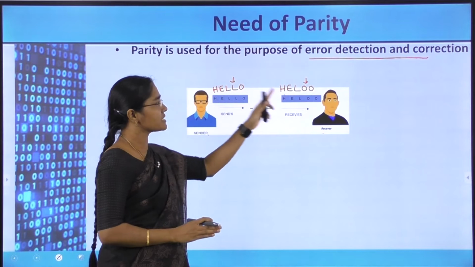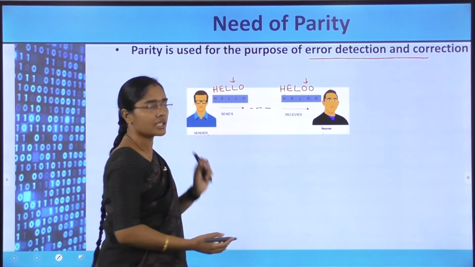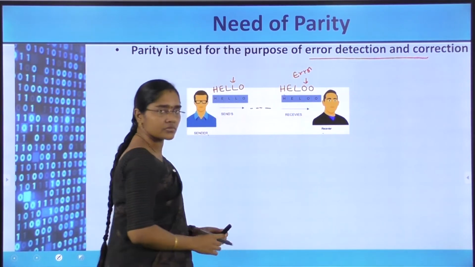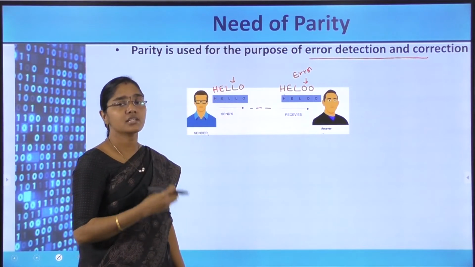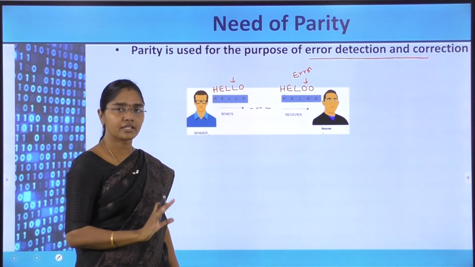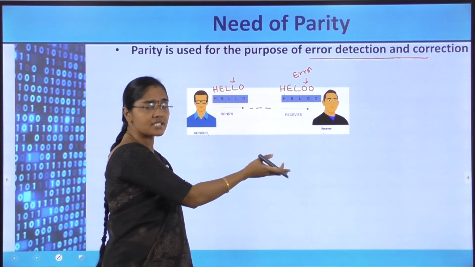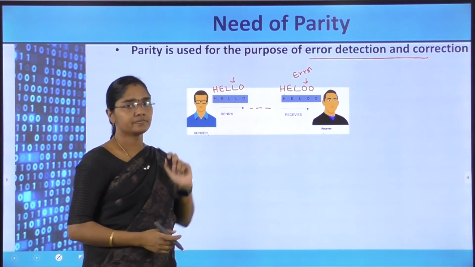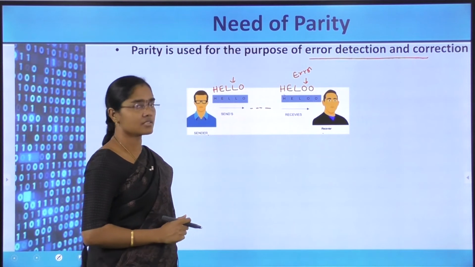Instead of the actual message, if something else is received and these two are not equal, then it is called an error. Here it is a character error. Assume if it is binary, it is called a bit error. This is called error. Whatever the sender's information is, if it is not received exactly the same as the transmitted data, then it is called an error. Actually, why is this error coming?